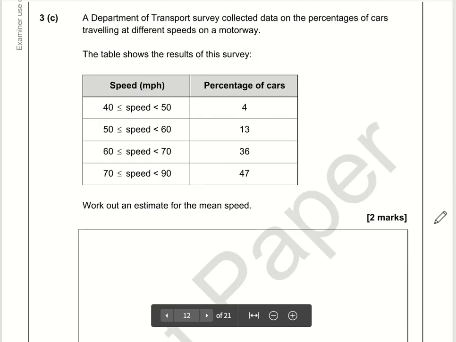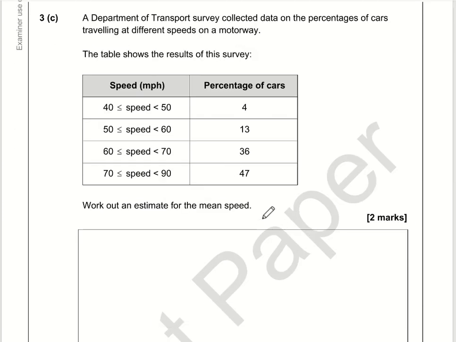Okay, so we want to work out an estimate for the mean speed. So we've got 4% of the cars travelled between 40 and 50 miles an hour. Well, that's a bit annoying, because we don't know exactly how fast they have been. So rather than worrying about this as a percentage of cars, let's just say that there were 100 cars and 4 cars travelled between these two speeds. They might have all been travelling at 40 or maybe 49.9. So what do we do? We're just going to make a guess that they all travelled at 45.